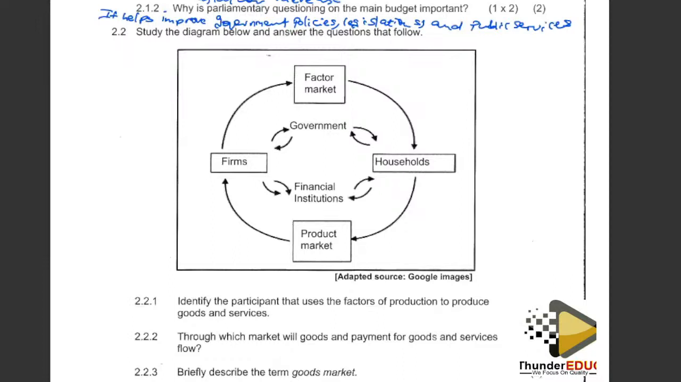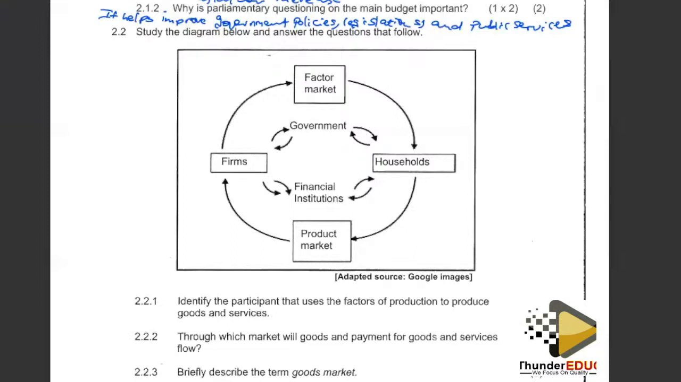Under the circular flow model, we have the vector market. Remember, I said the market is a platform where goods and services are bought and sold. Now, the vector market is the platform where vectors of production are bought and sold. Which vectors of production are we referring to? We are referring to capital, entrepreneurship, land, and labor. And also, we have the households. What do we mean by household? Households refers to one person or a group of individuals who share the same living arrangement.